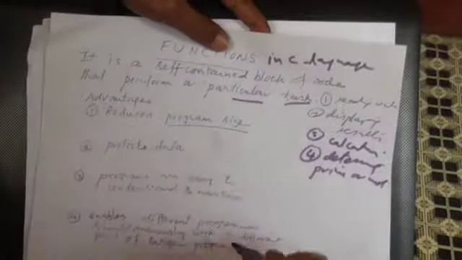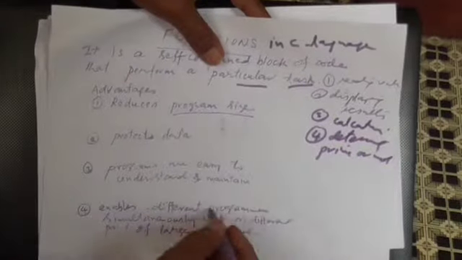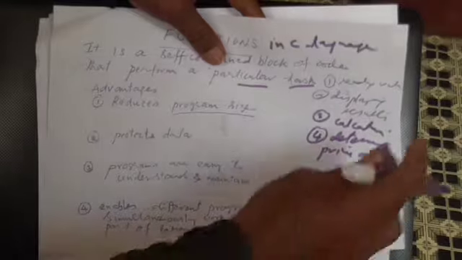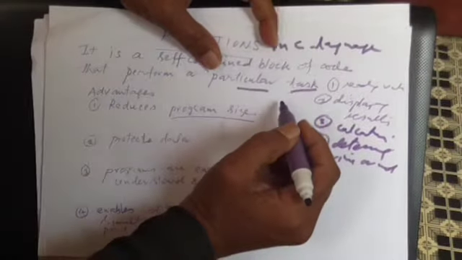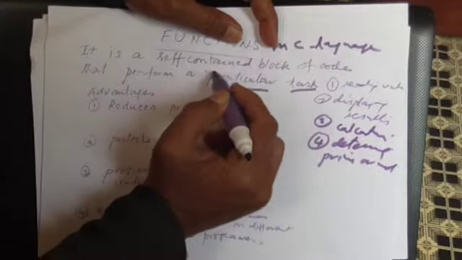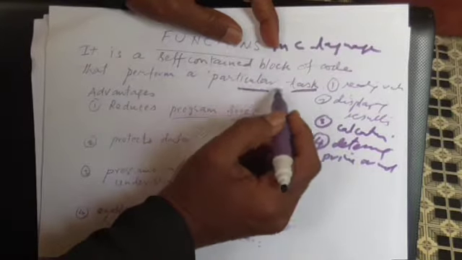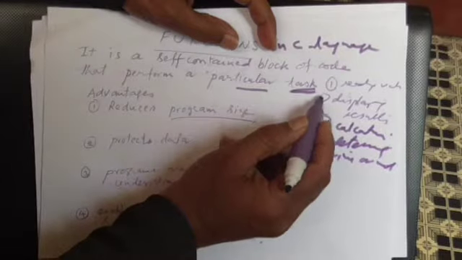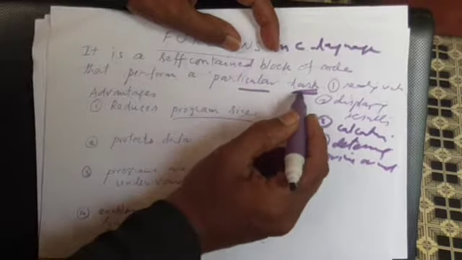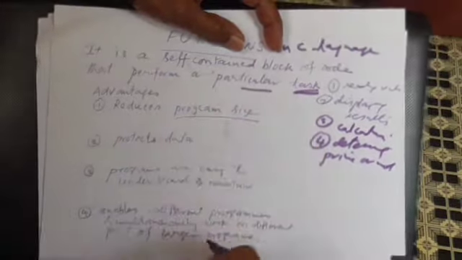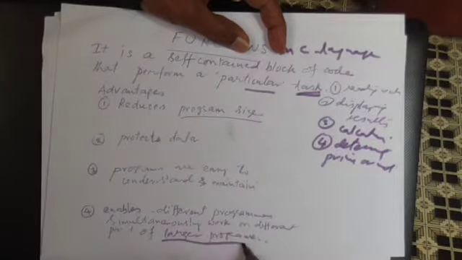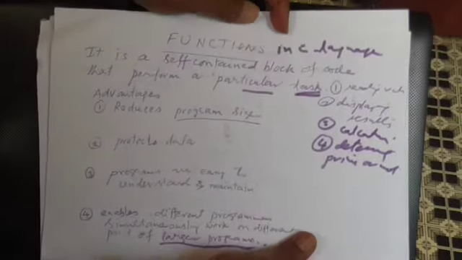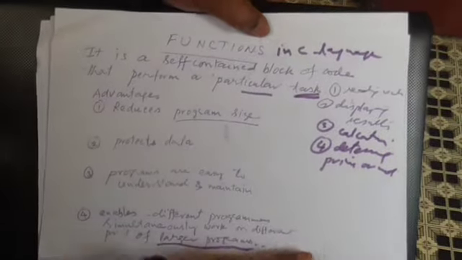Coming to the fourth one, it enables different programmers to simultaneously work on different parts of a larger program. As I stated in the beginning, for a particular problem there are different tasks, and each of the tasks can be assigned to different people so that all of them can work simultaneously on different parts of a larger program. Hence the advantages of functions are clearly explained.